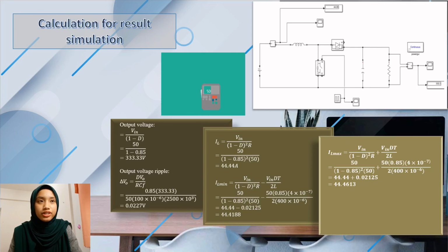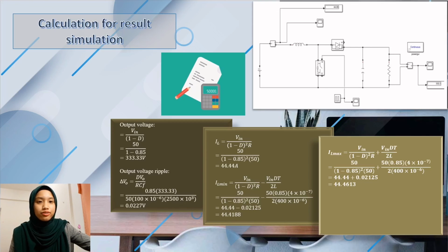But for the simulation, we can see the result from the slide before. For the load current, we get 44.44 ampere for the calculation, and for the simulation result, we get 44.85. For the minimum current, we get 44.4188 for the calculation, and for the maximum current, we get 44.4613, also from the calculation.